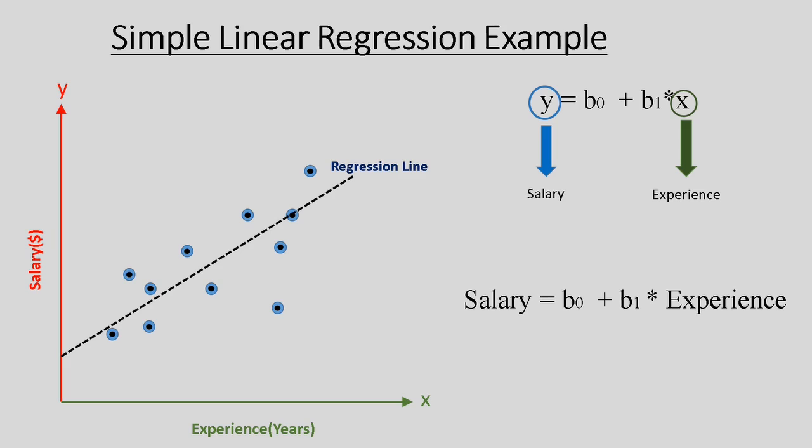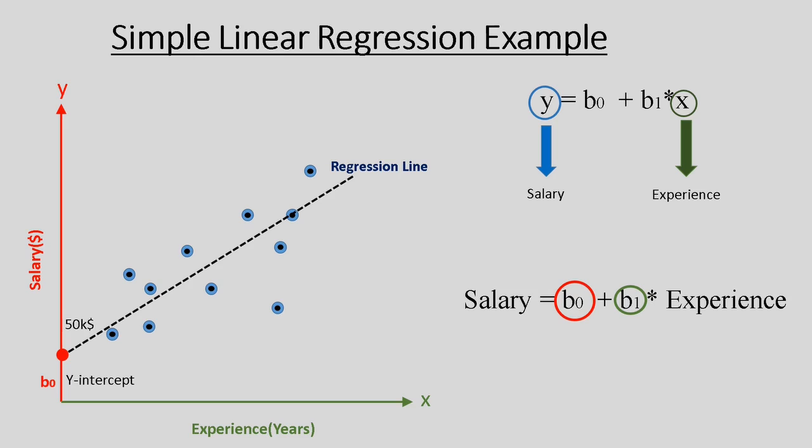So to find the y-intercept, we need to trace back to the point where the regression line crosses the y-axis. So let's say this is a particular point, and here the value is $50,000. What this means is a person with 0 years of experience, or a fresher, will be paid $50,000 in the company for working. Now, the other thing is what b1 is. b1 is the slope of the line.